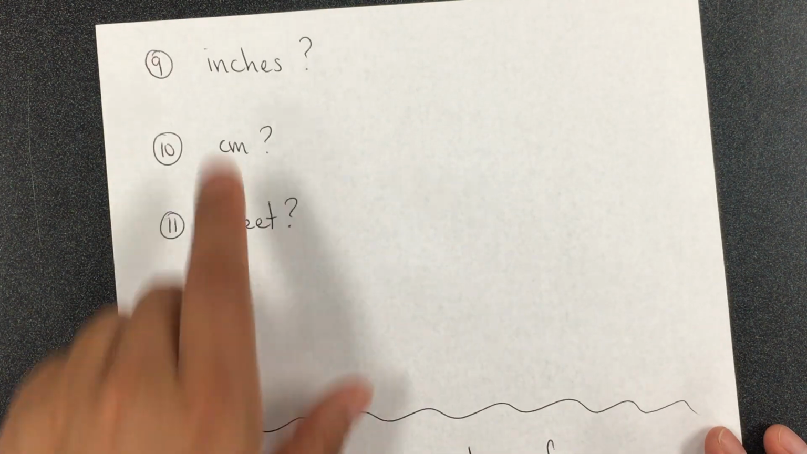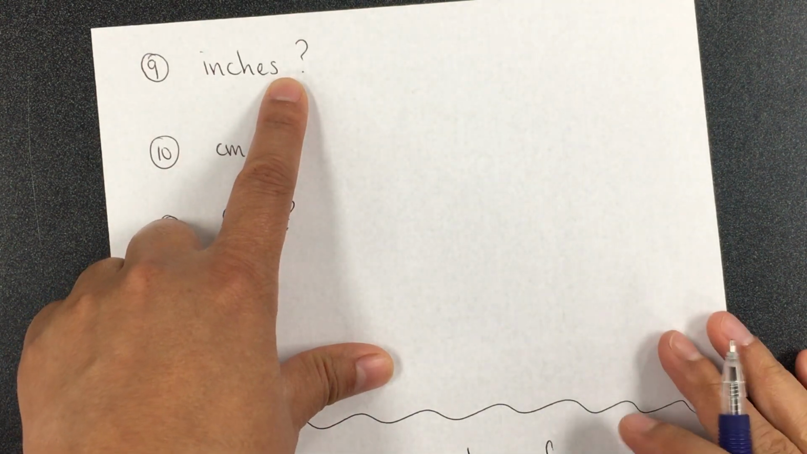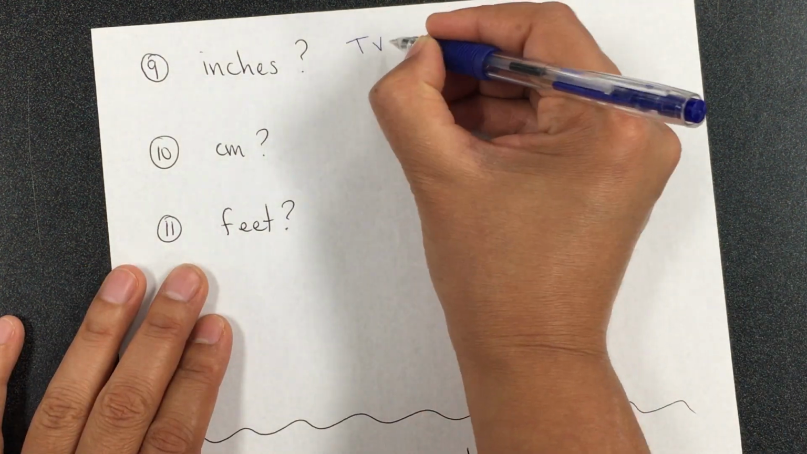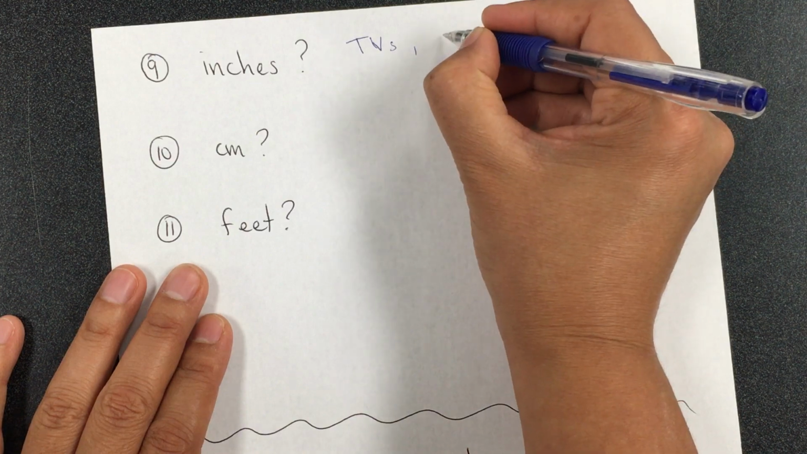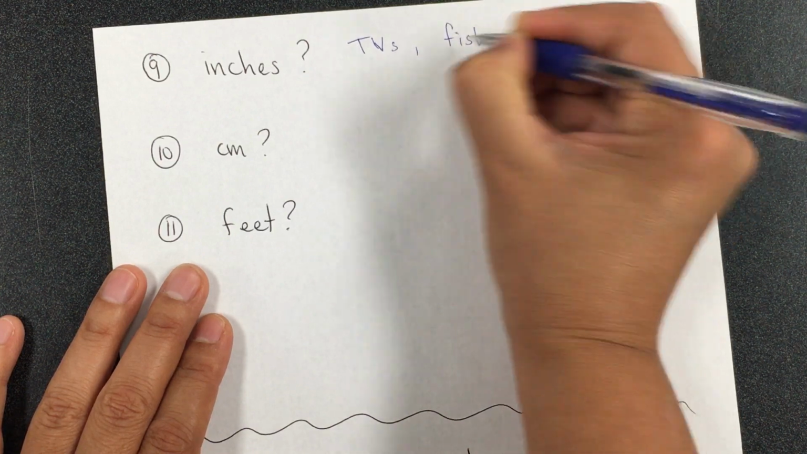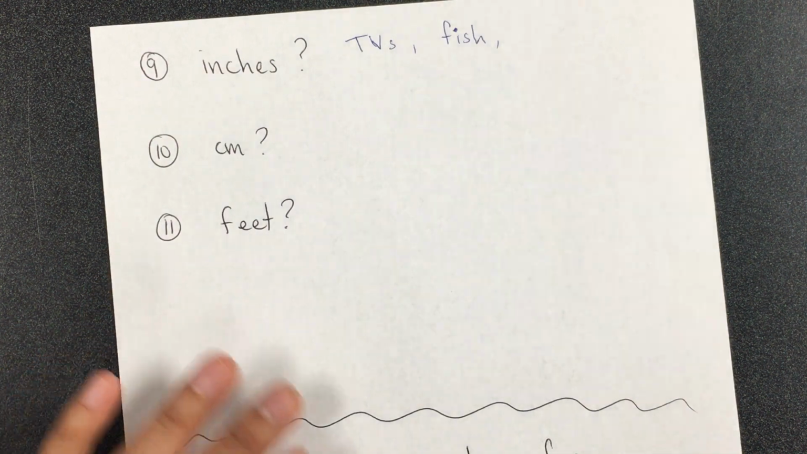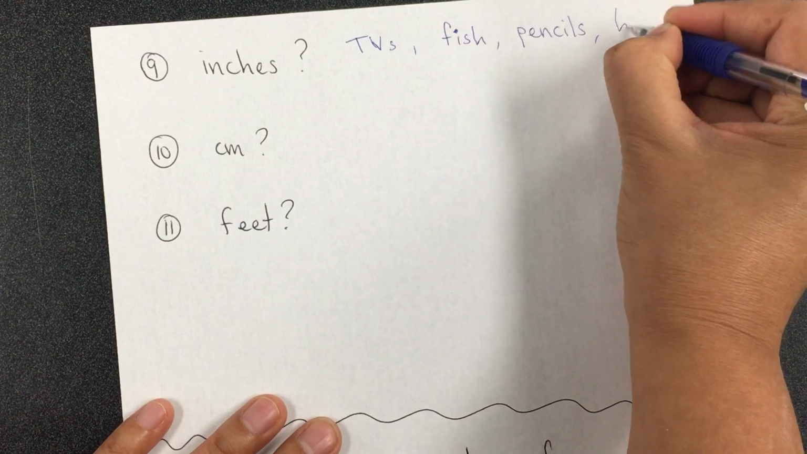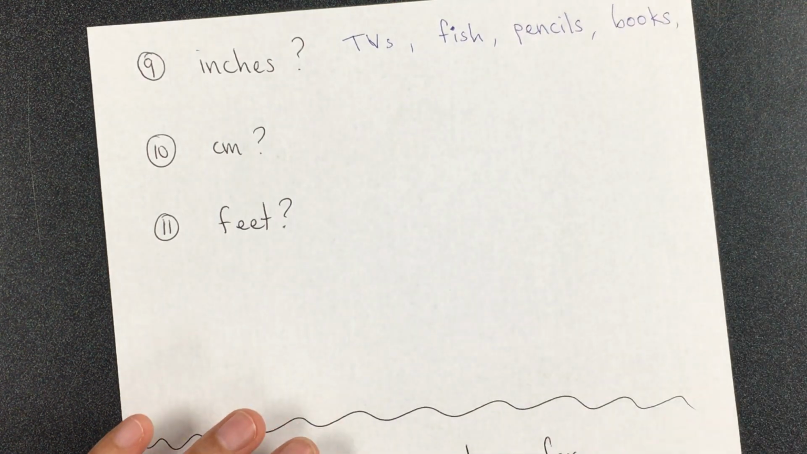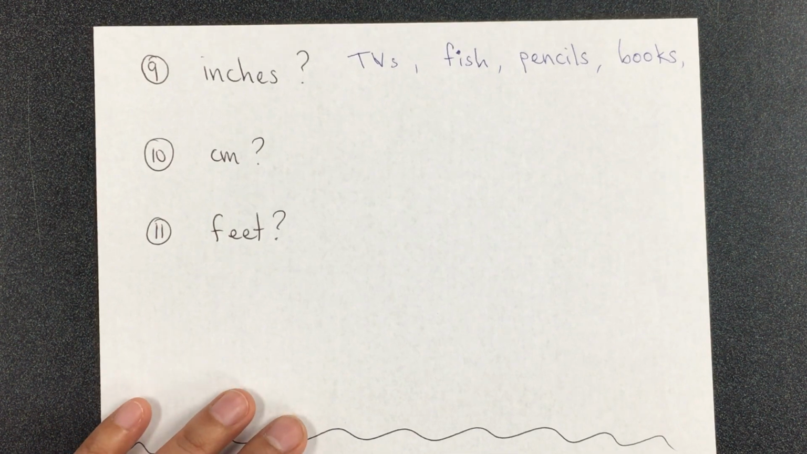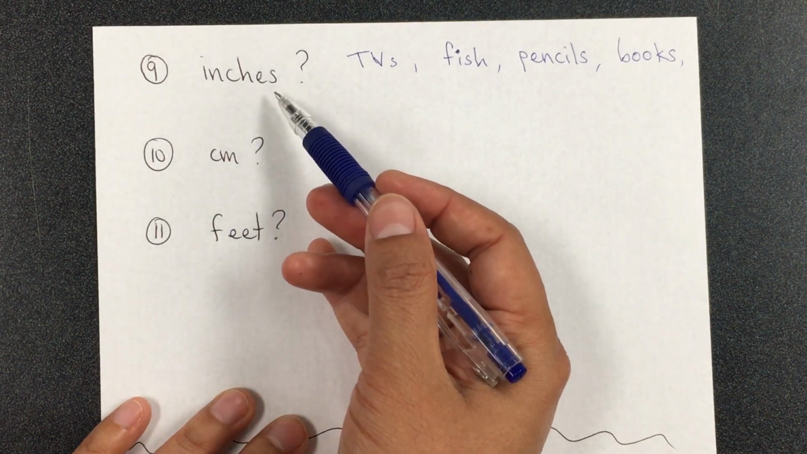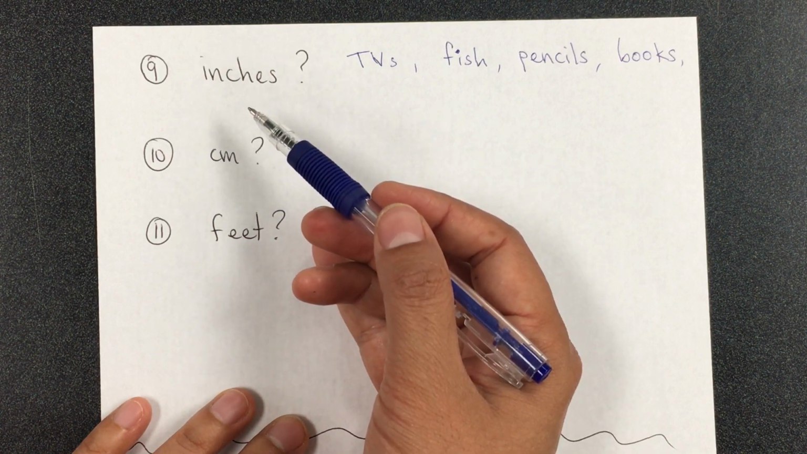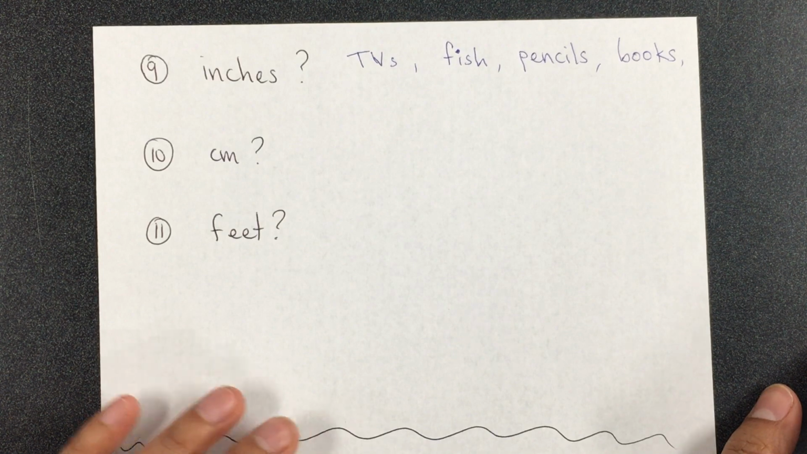Okay, what about when we're talking about measurements with inches? What would be measured with inches? Some examples that students came up with were TVs, fish. You know how they say this fish grows to be, and then they say how many inches. Pencils, books. They would be measured in inches. You wouldn't say, oh, a book measures kilograms. No. You wouldn't say kilometers. That's what I meant. Kilometers or meters.